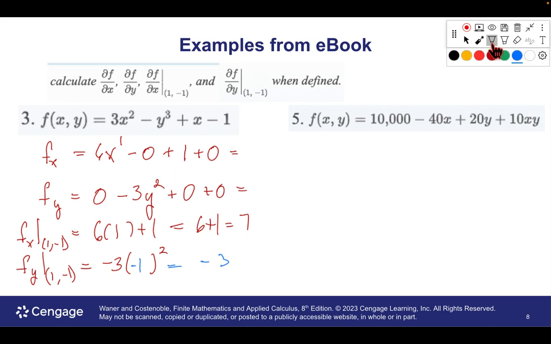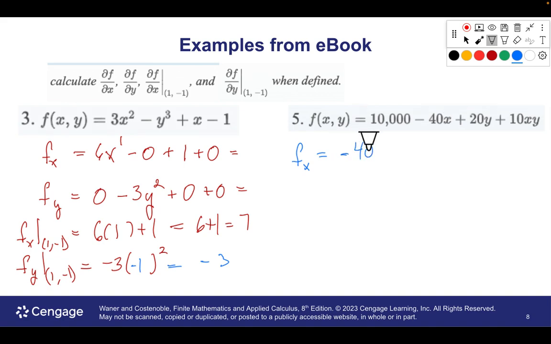Okay, so let's do this one. Maybe we'll just focus on taking the derivative; once we have the derivative, that's where we plug the points in, but we'll see. So the derivative with respect to x. 10,000 is just a number, so its derivative is 0. I'm going to leave it off just for cleanliness. Derivative of negative 40x, that's got an x in it, so I can take its derivative. It's negative 40, right?